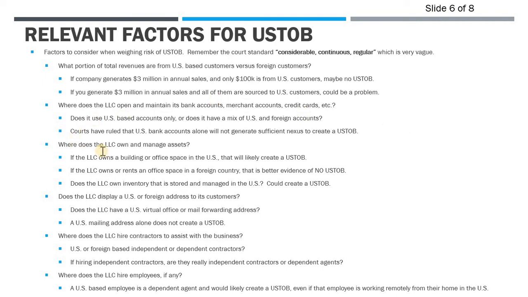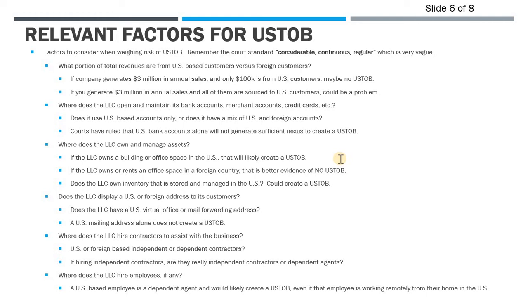Okay, point 3, where does the LLC own and manage assets? This is a big one because this can really tip the scales one way or another. If the LLC owns a building or office space in the U.S., that's very likely going to create a USTOB, right? Because now you've got physical situs in the United States. You don't just have a domestic partnership with, let's say, a mail forwarding address. You've got an actual building or office space. So that's probably going to be a USTOB.